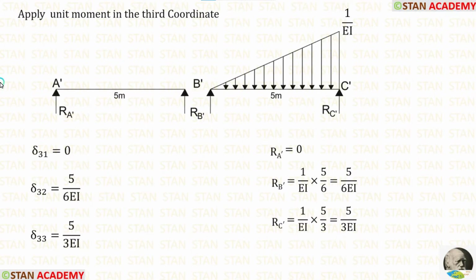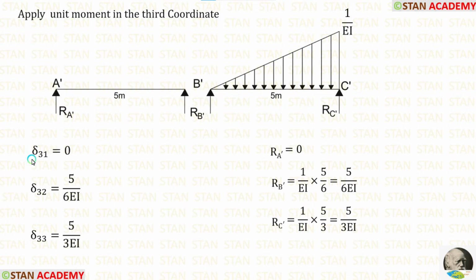Now let's calculate the third row in the stiffness matrix. For that, we have to apply the unit displacement in the third coordinate. When we apply the unit displacement in the third coordinate, here the movement will be 1 and here it will be 0. Using that, we can make this diagram.